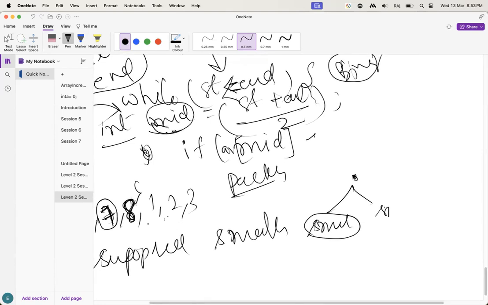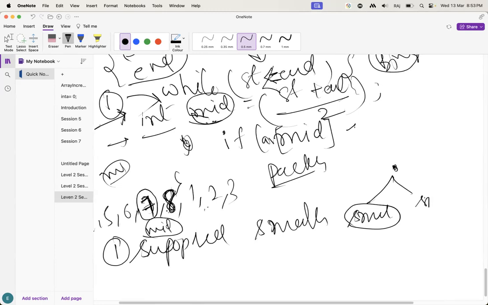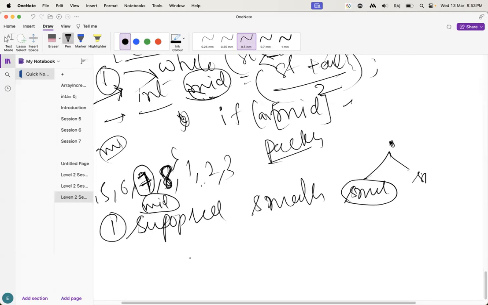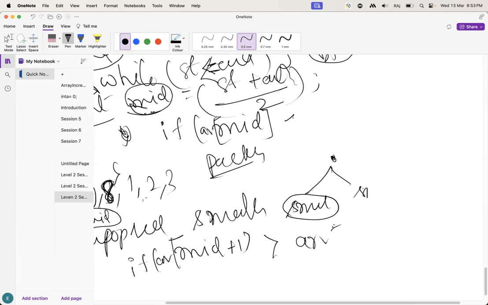That's why we are checking the element. When we find the mid value, we are going to check the next element. Okay, let me ask you one thing. If the next element, let's suppose mid plus 1, that is array of mid plus 1, is greater than the mid value, what does that mean, guys?